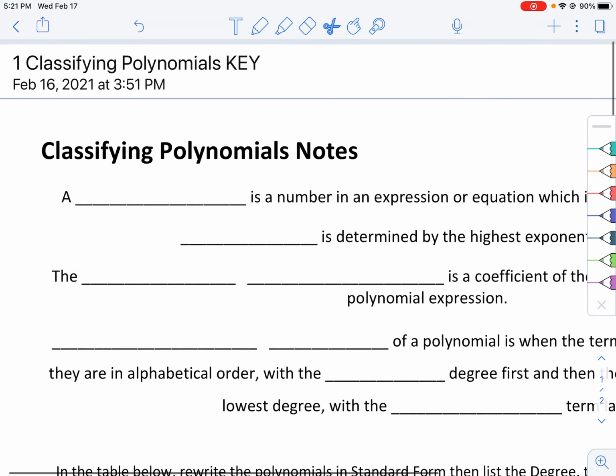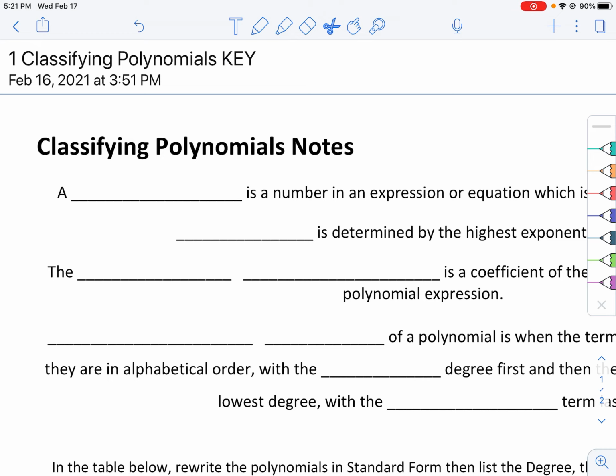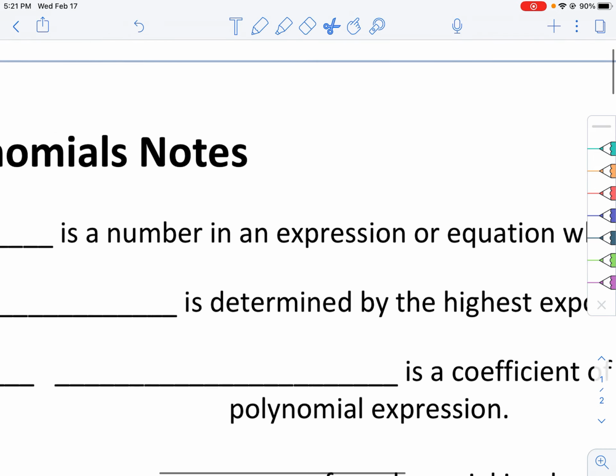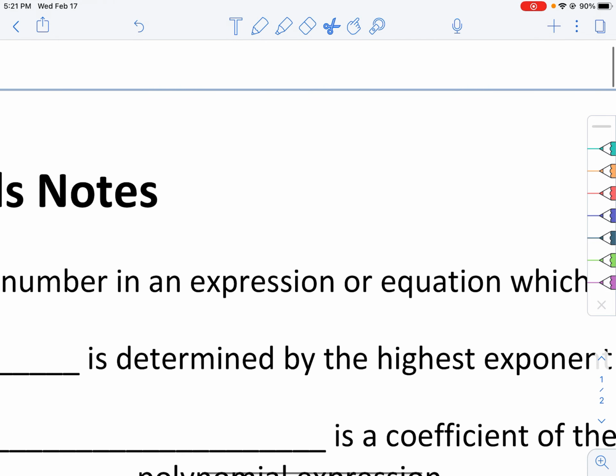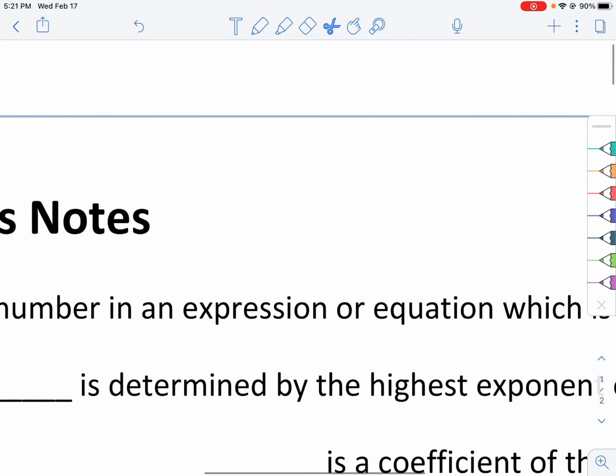All right, so if you missed today's notes, we talked about classifying polynomials. So what this looks like. What exactly is a polynomial? This is going to look really confusing, okay? But don't worry, I'm going to go in more detail later.